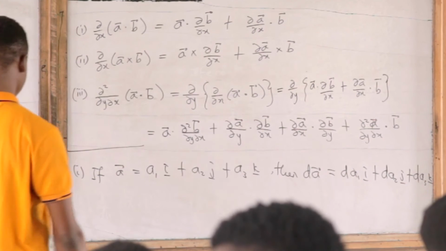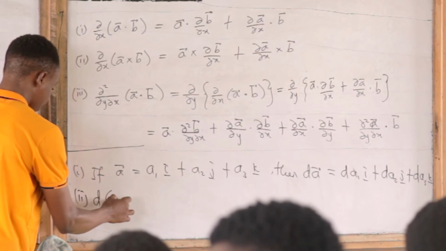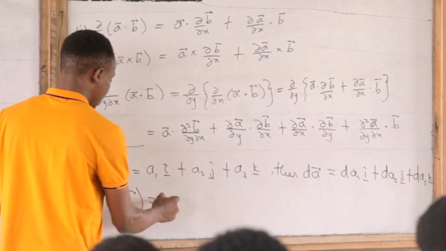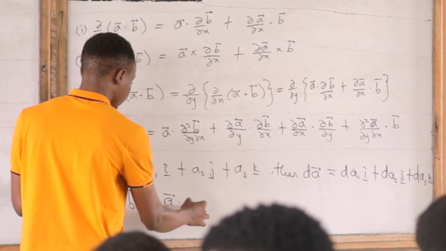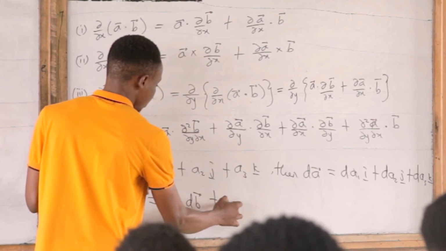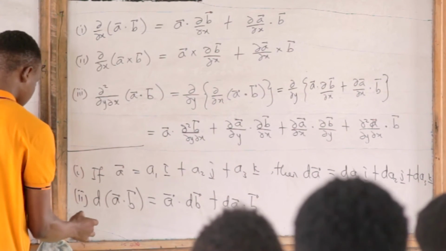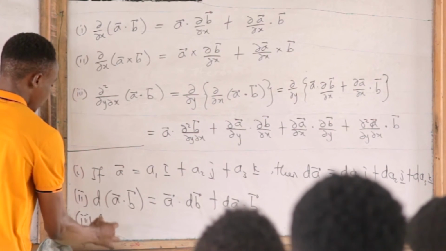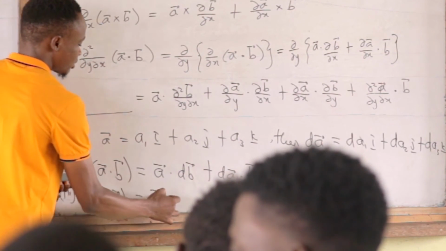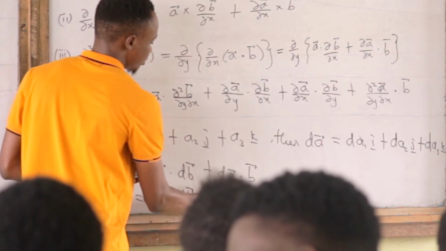And similarly, if I want to get the differential, for instance, of a dot b, it is going to be given by a dot differential of b plus differential of a dot b. So I have it as a cross product: differential of a cross b is the same thing as a cross differential of b plus differential of a cross b.